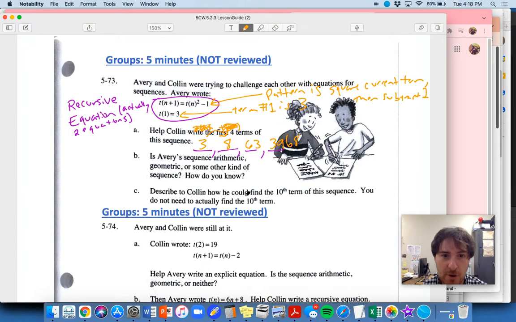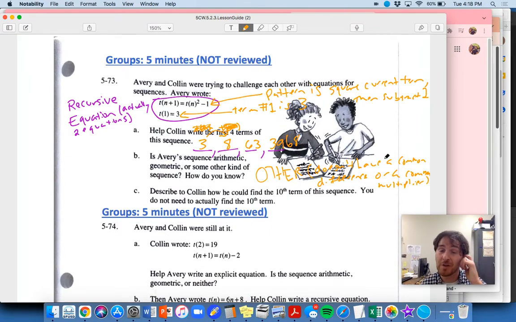Is Avery's sequence arithmetic, geometric, or some kind of other sequence? How do you know? And the answer here is other. Why? Because it doesn't have a common difference, so it's not arithmetic, or a common multiplier. You have to listen to my words to figure out what I'm writing, because my words are hopefully a little more clear than what I've written out here. Okay, other. It doesn't have a common difference or a common multiplier.